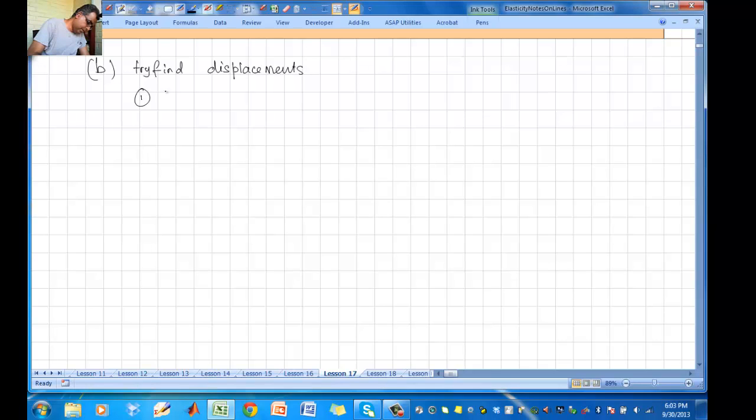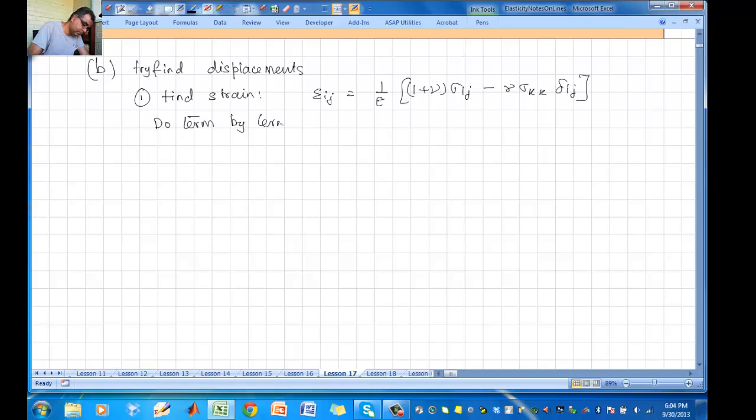So first step, find strain. And we know what it is: epsilon ij equals 1 over E times (1 plus nu) sigma ij minus nu sigma kk delta ij. This is Hooke's law. In our particular case, we can actually do this even simpler. Do it term by term. It will make your life very easy. It will tell you epsilon 1 equals u1,1 equals sigma 1 over E minus nu times (sigma 2 plus sigma 3) over E.